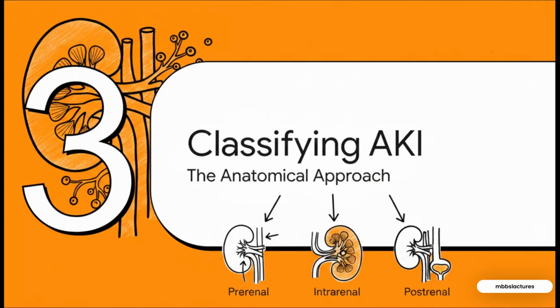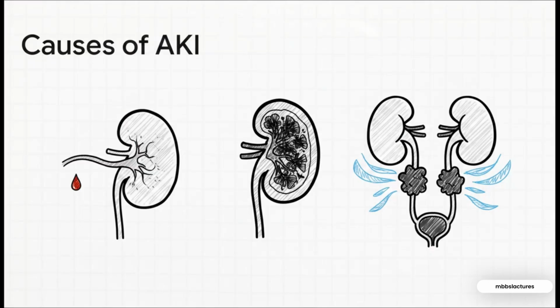Let's hit Section 3, Classifying Acute Kidney Injury. We're taking the anatomical approach here. You've got to categorize AKI into three distinct pillars: pre-renal, intrinsic, and post-renal. Pre-renal AKI is all about reduced kidney perfusion. Think of a patient in severe hypovolemia or cardiogenic shock. The kidneys themselves are structurally fine, but they literally aren't getting the blood flow they need.